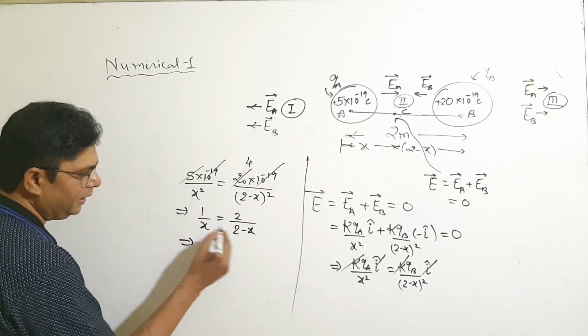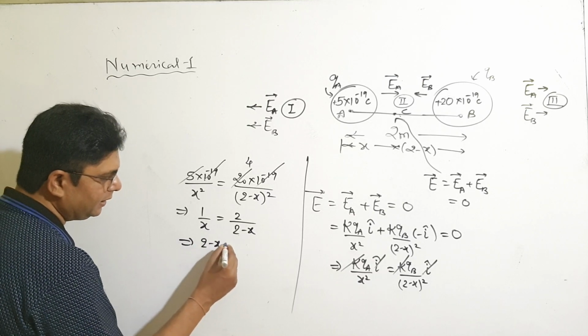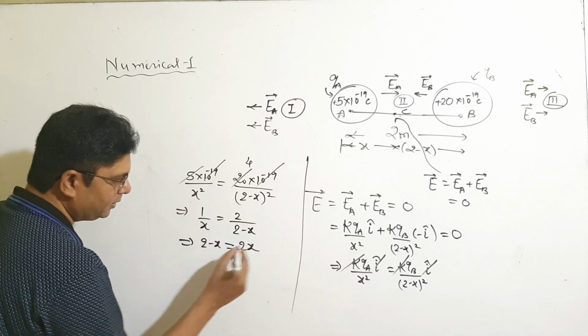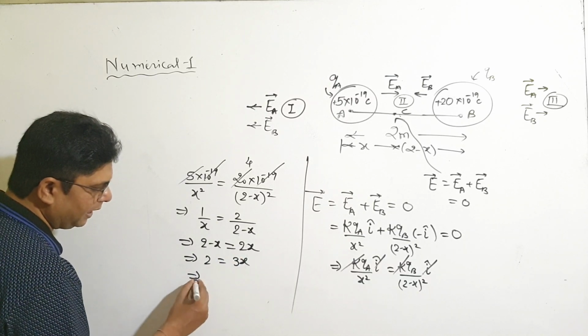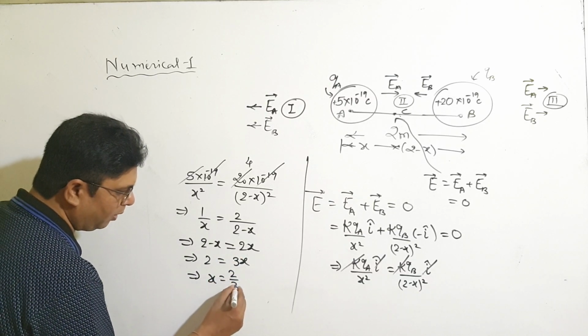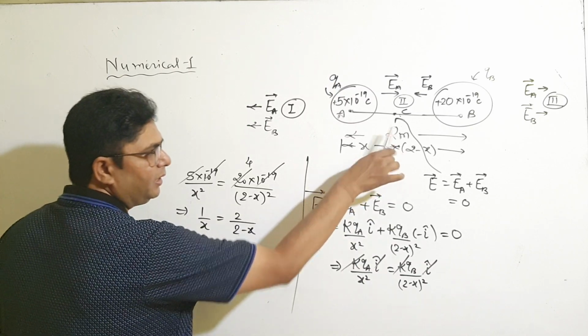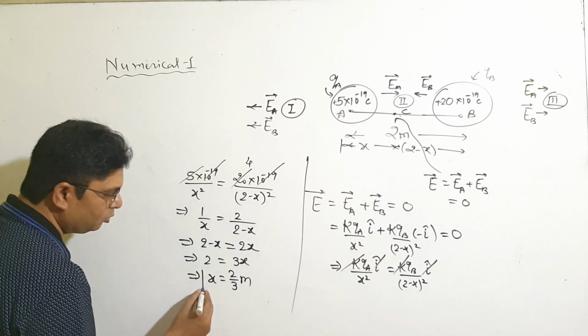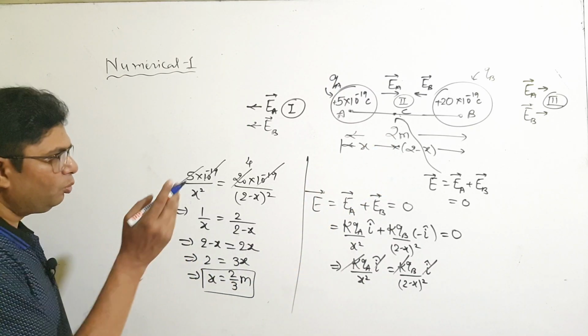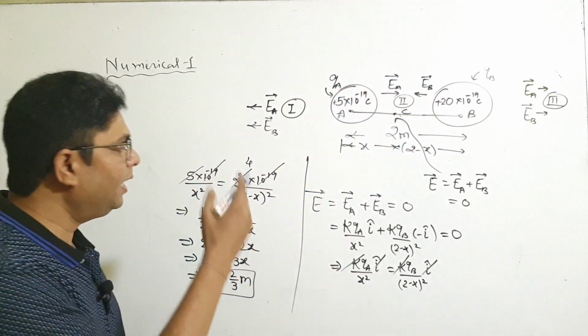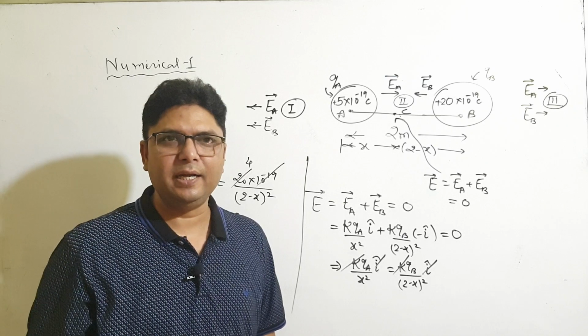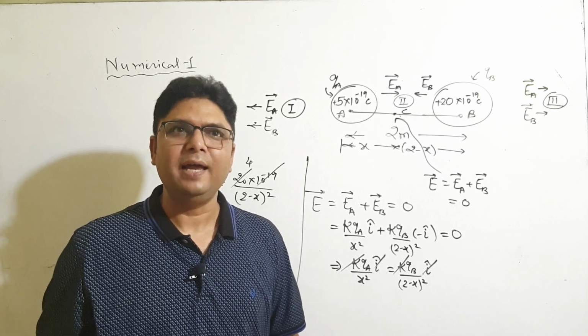Cross multiply it. This will be 2 minus x equals 2x. So you have 2 equals 3x. This means that x equals 2 upon 3, and the unit is meter. So this means that at 2 upon 3 meter from the point A towards C, the resultant electric field is 0. Let us have the next numerical.